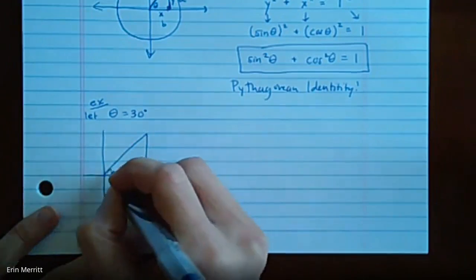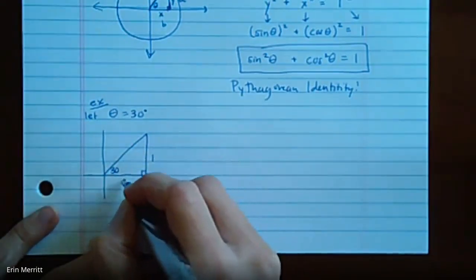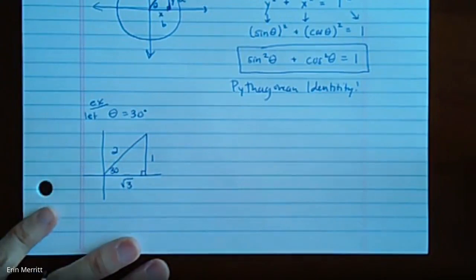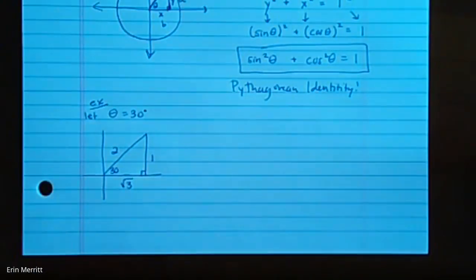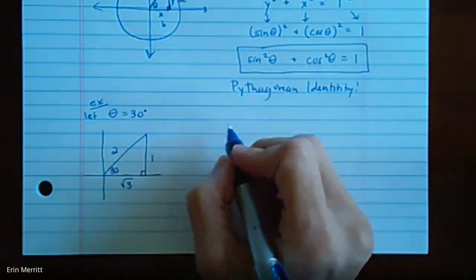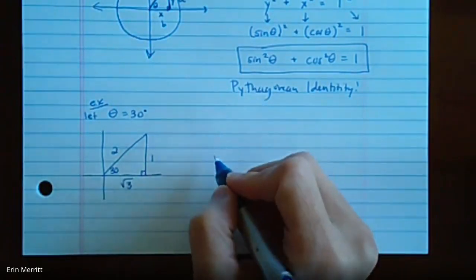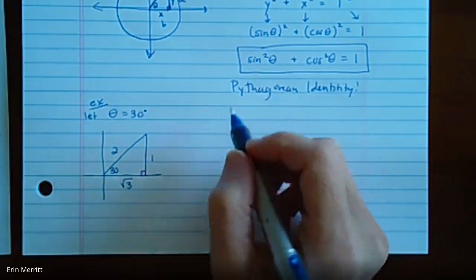we can label our triangle. This would be 1. This is radical 3. This is 2. You guys are pros at that stuff by now. All right, so let's actually show how this works. So if we do sine squared of 30 plus cosine squared of 30, we want to show that it equals 1.